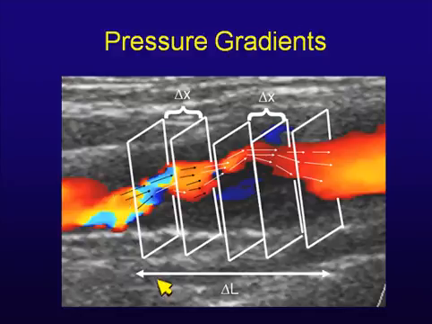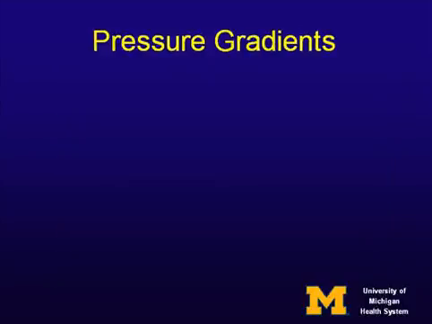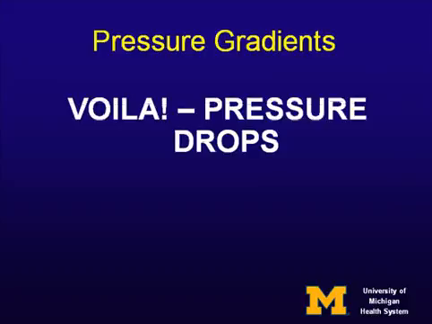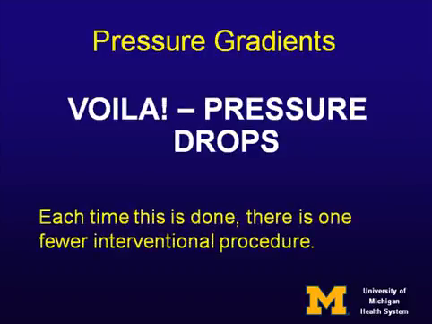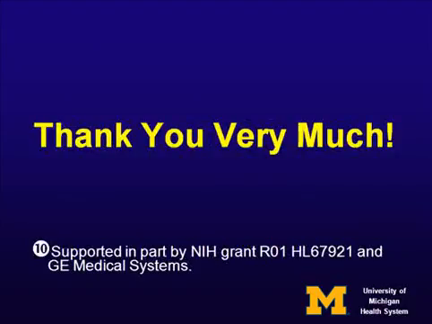So now we have delta L, the length of the stenosis. So we have now delta P across that stenosis. We have the pressure drop. This is done in a totally benign method. Voila, pressure drops. Each time this is done, it requires one fewer interventional procedure. And ultrasound, hopefully and possibly in the future, will be able to do this using 3D and 4D imaging. So thank you very much.